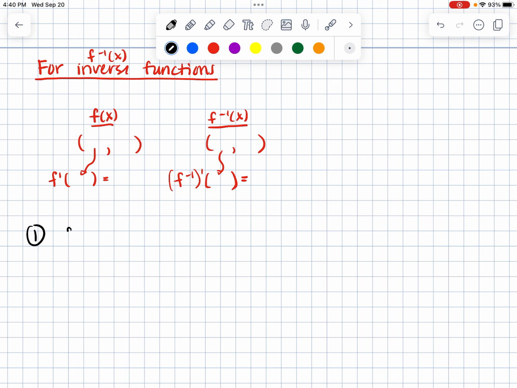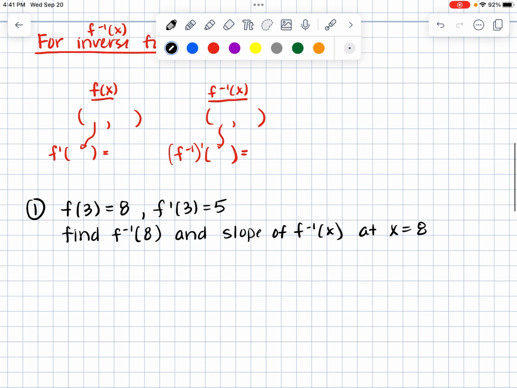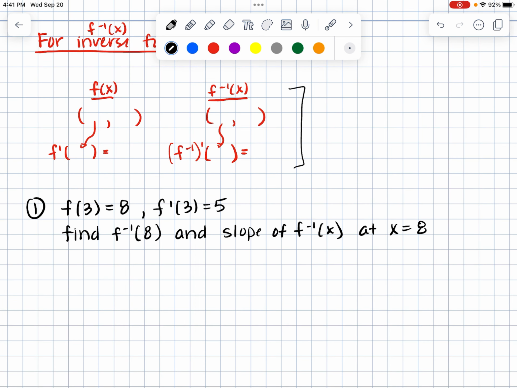Let's say that f of 3 equals 8 and f prime of 3 equals 5. And it says find f inverse of 8 and the slope of f inverse of x at x equals 8. Okay, kind of a crazy question. Now look, you don't have to draw anything out or really even calculate anything, okay? You just need to set up this little template that I made for you, okay? So let's go ahead and do it.